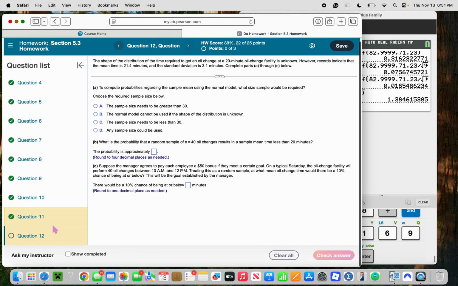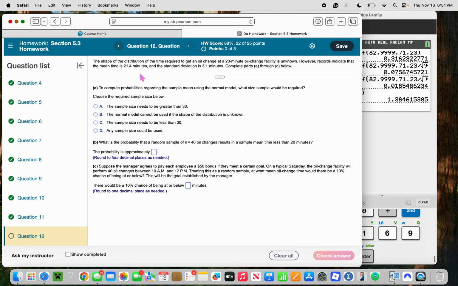All right, for question 12, the last question here, the shape of the distribution of the time required to get an oil change at a 20-minute oil change facility is unknown. So we have to be careful of our sample size because we don't know the shape of the population distribution. However, records indicate that the mean time is 21.4 minutes and the standard deviation is 3.1 minutes. Complete parts A through C below. To compute probabilities regarding the sample mean using the normal model, what sample size would be required? Needs to be greater than 30.